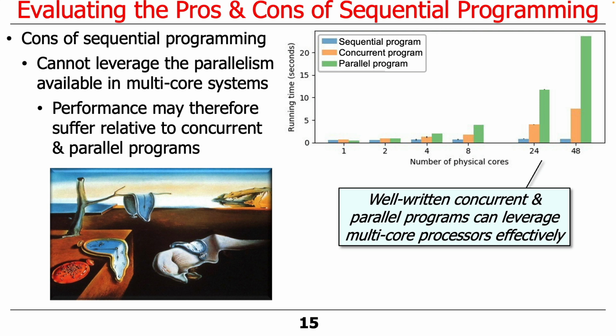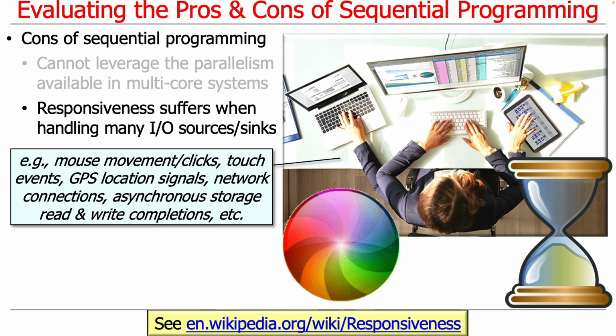So a well-written concurrent and parallel program, in a context where parallelism makes sense, because parallelism doesn't make sense in every context, can leverage multi-core processors much more effectively. And here's an example of some notional workload where you can see the sequential code really doesn't speed up a whole heck of a lot at all, as you would expect, whereas concurrent and parallel code can speed up. We will talk next time about the difference between parallel and concurrent code.